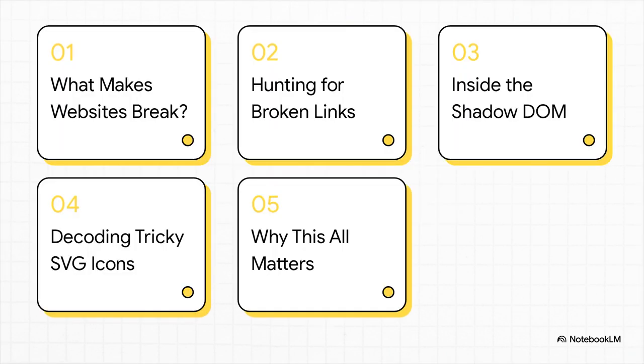So here's our case file. First up, we're hunting down the cause of vanishing pages. Then we're going undercover to explore a really hidden part of websites called the shadow DOM. After that, we'll decode the mystery of those stubborn, unclickable icons. And finally, we'll wrap it all up and see why any of this detective work actually matters.